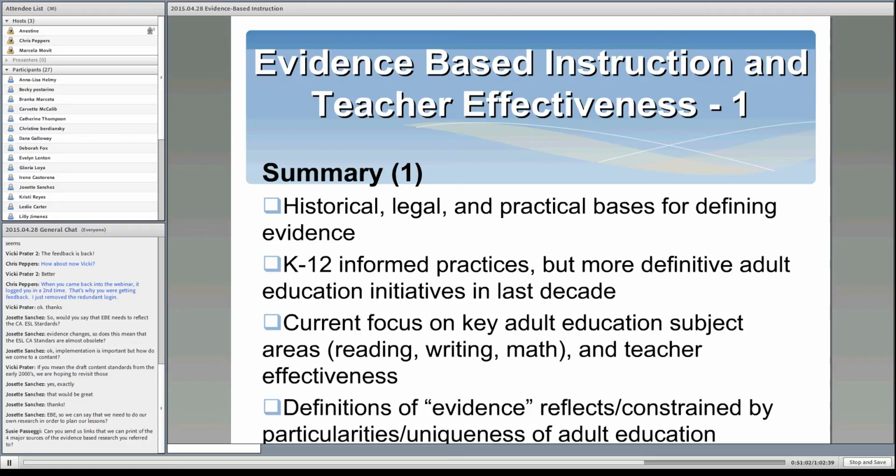And so our definitions can relate to definitions from other education sectors, but I'm contending that we need to begin to define our own, because what might be relevant in K-12 may not be relevant to the lives of the adults in the adult education system. So I think there has to be some way of thinking about this whole definition of evidence.